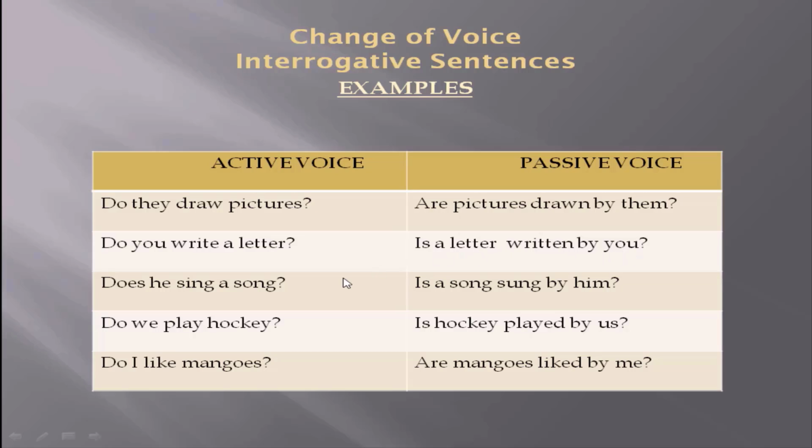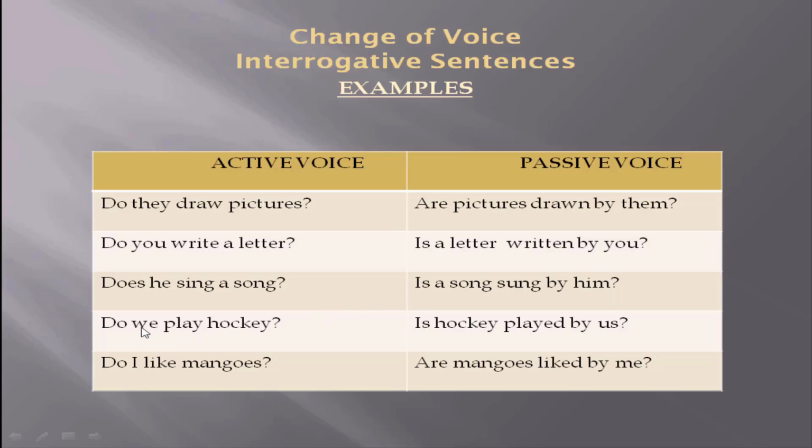In sentence 3, he is subject, sing is verb, and song is object. Formation of passive voice will be as is plus a song plus third form of sing plus by plus him. The sentence will become is a song sung by him.